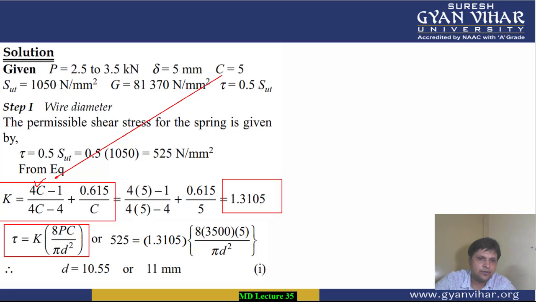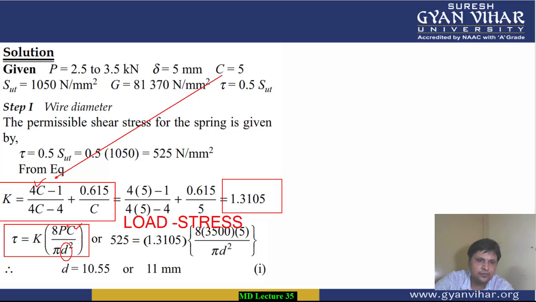Then after the shear stress value, tau is equal to K into 8 PC upon pi d square. This is basically the formula of load deflection, your load stress relation. Through this relation, two values can be calculated. One is the wire diameter, and then after calculating it, we are going to calculate the coil diameter. So the wire diameter, that is your small d, we will calculate from this.